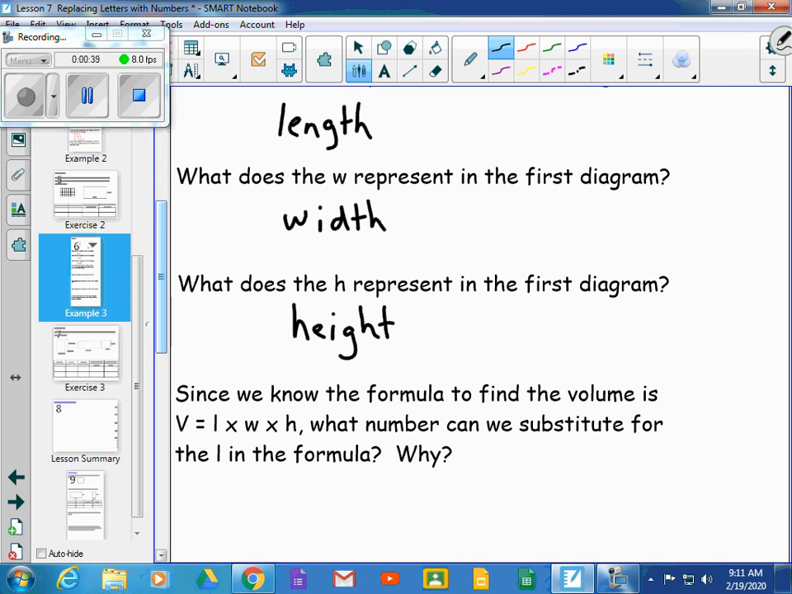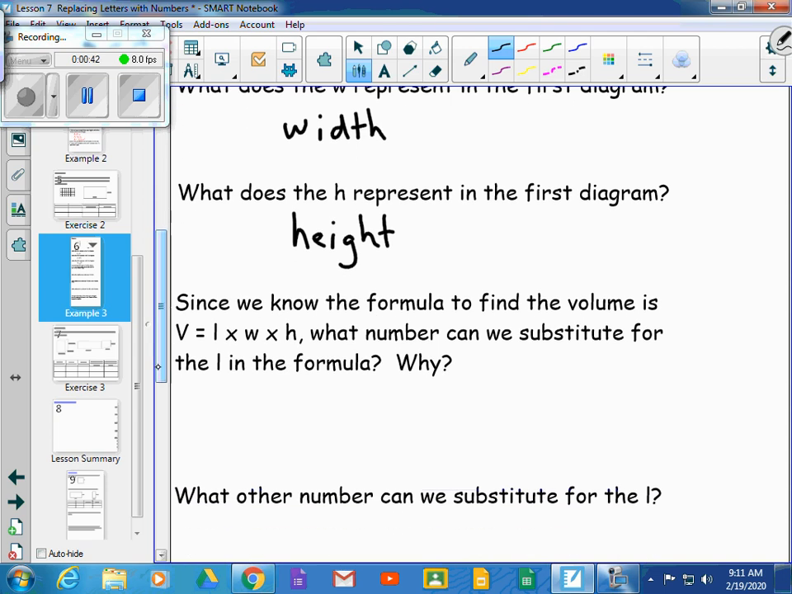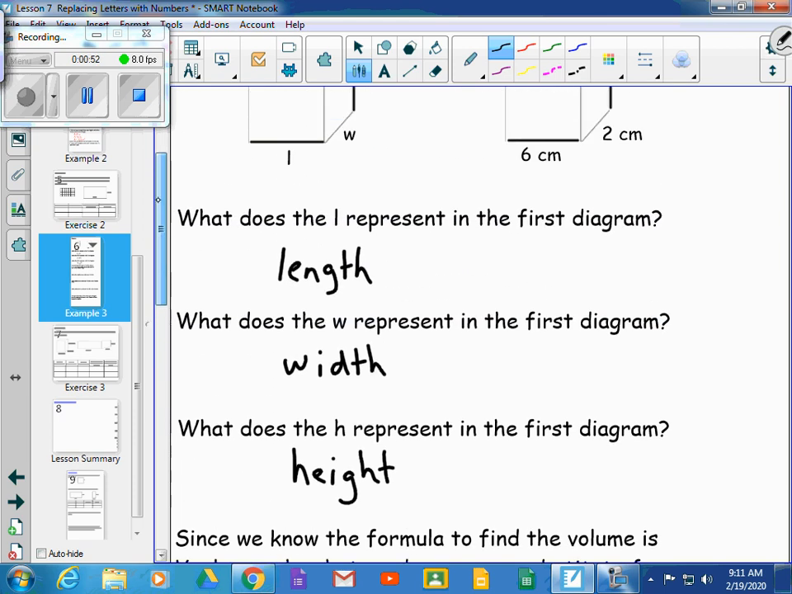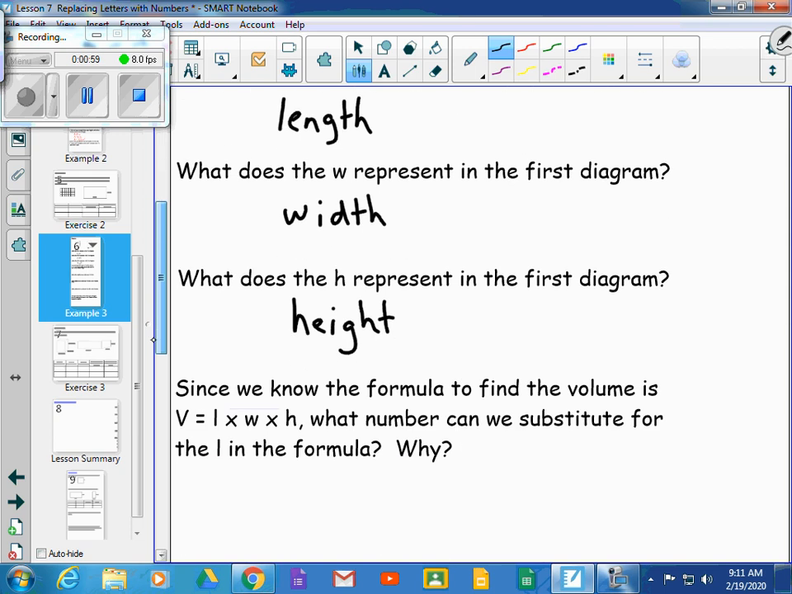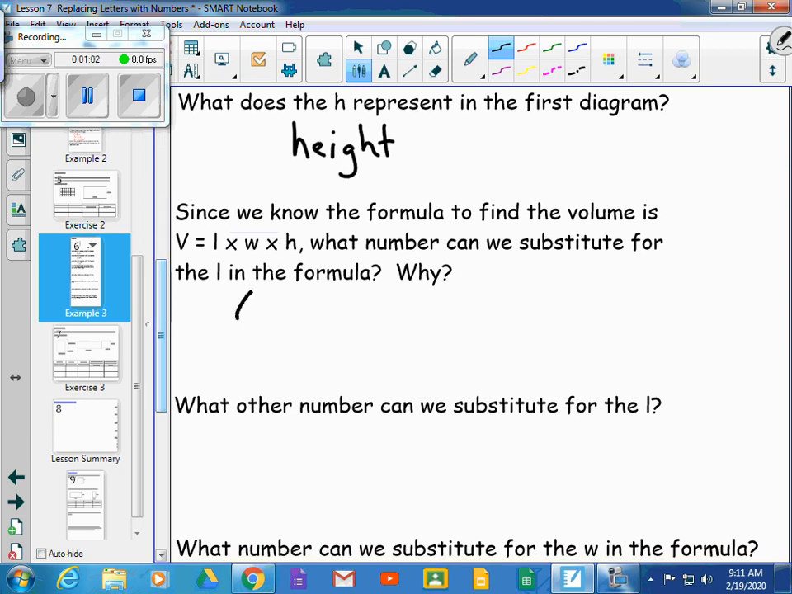It says now, since we know the formula to find the volume is length times width times height, what number can we substitute for the L in the formula, and why? Well, if these rectangular prisms are congruent, we could substitute a 6 in there for L, because those are matching dimensions. All right, so we can say 6 corresponds with the dimension labeled L.